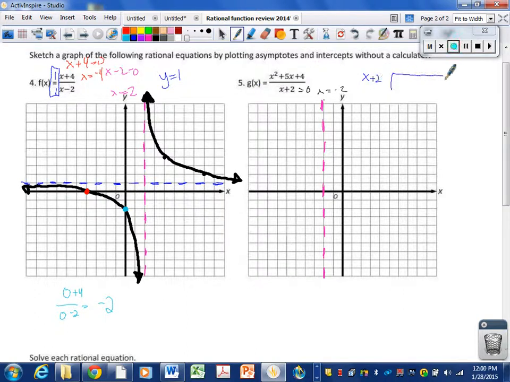X plus 2, how many times does that go into x squared plus 5x plus 4? So x times x is x squared. X squared plus 2x, and we have to subtract. So minus and minus. Okay, it turns out to be 3x plus 4, so plus 3. So x plus 3 crosses at positive 3, and it has a positive 1 slope. So here is your oblique asymptote. Okay, 1 up, 1 over, 1 down, 1 left, to give you all the points of your oblique asymptote.